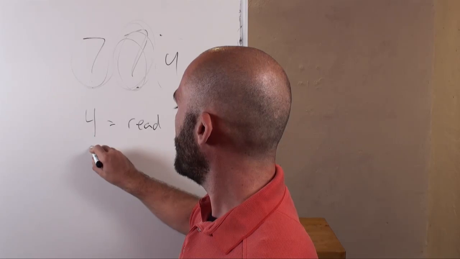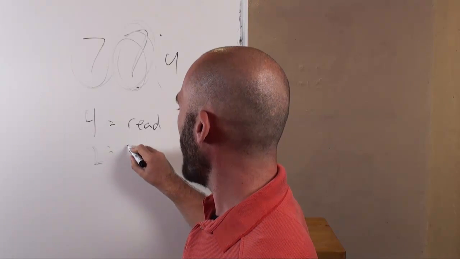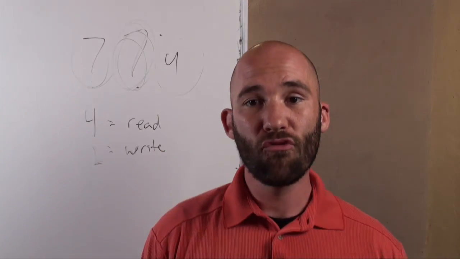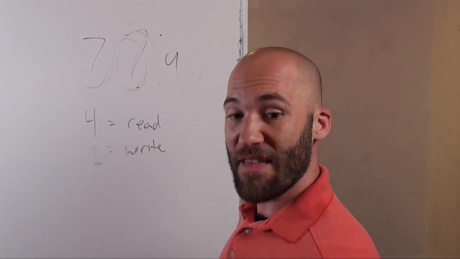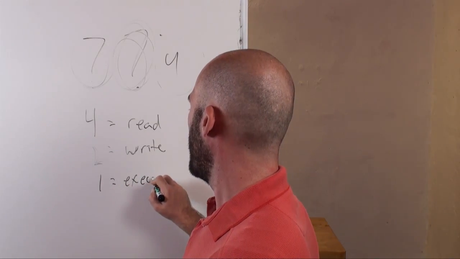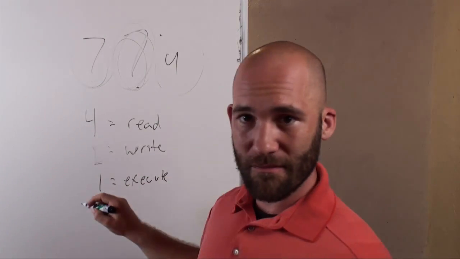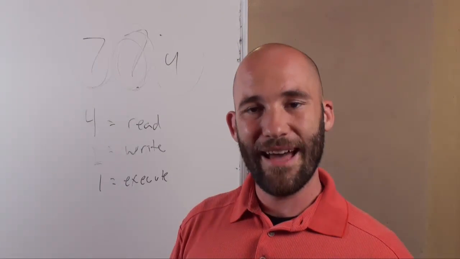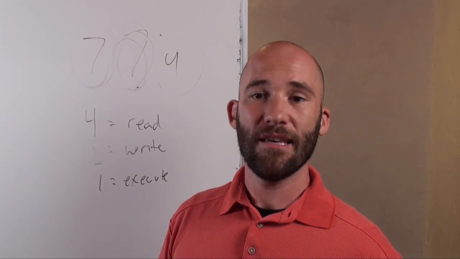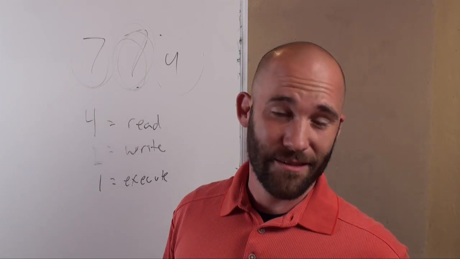Next, you have 2, which is write. This means you can write to the file or folder. And then finally, you have 1, which means execute. Now, execute permission is not normally that important in the Windows world. If you're used to Windows, you've probably seen the execute permission, and it doesn't really matter.